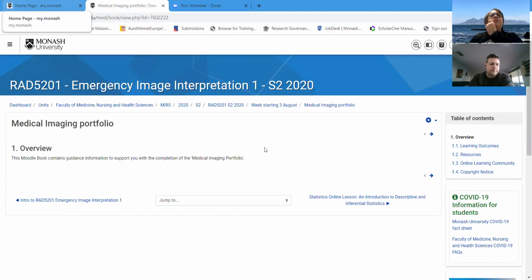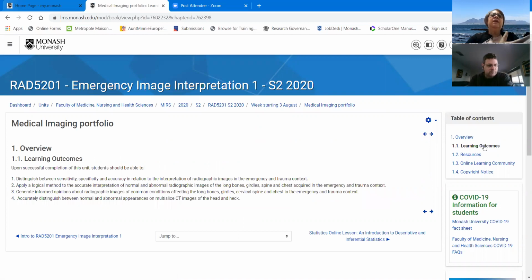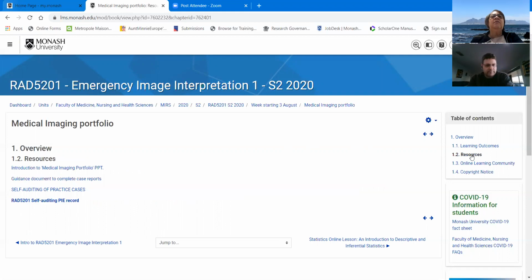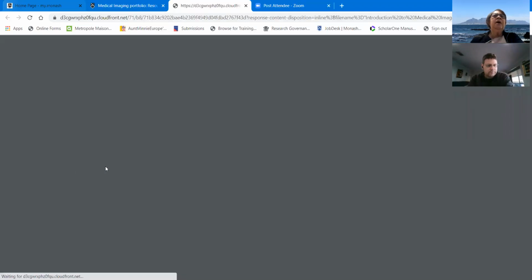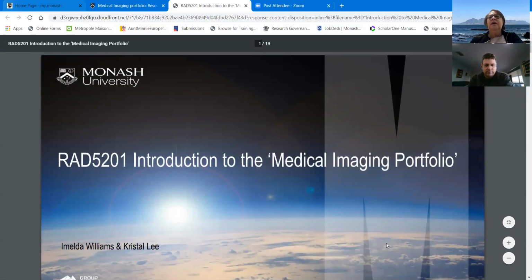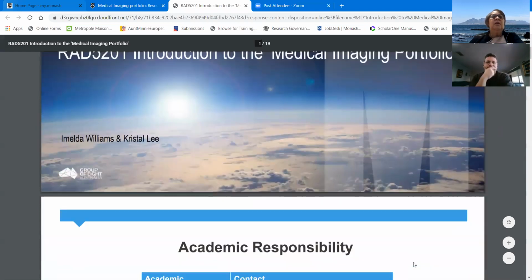Yeah. It's Medical Imaging Portfolio 5201. Okay, so that is the Moodle book that I've put together. In the Moodle book itself, when you click on it, there's a couple of subfolders. For the medical imaging portfolio, these are the learning outcomes being addressed. And then the main one is actually some of the resources that are there. So I'm going to go through the PowerPoint presentation with you, and hopefully some of it will make sense.